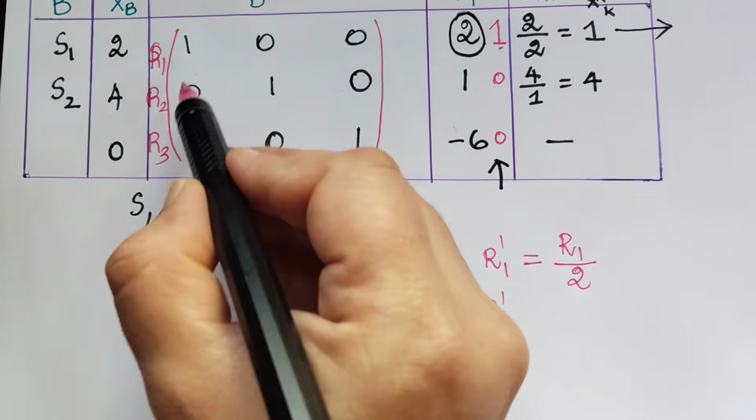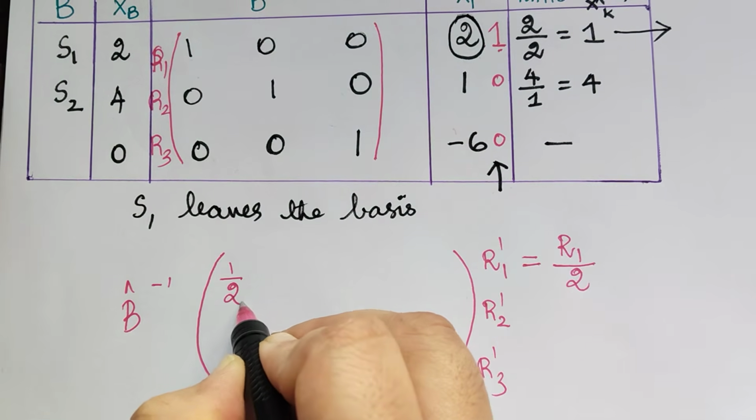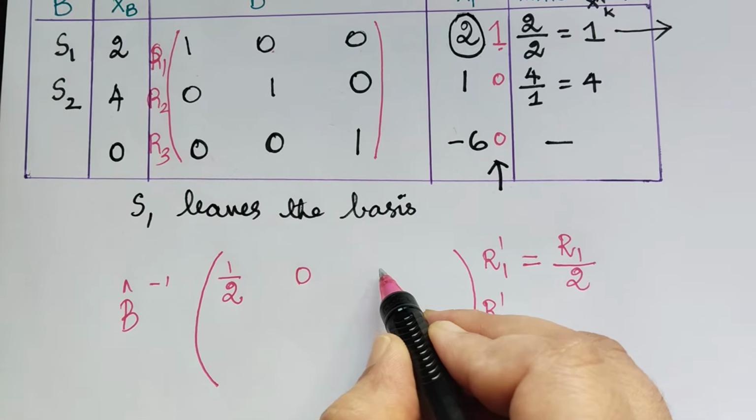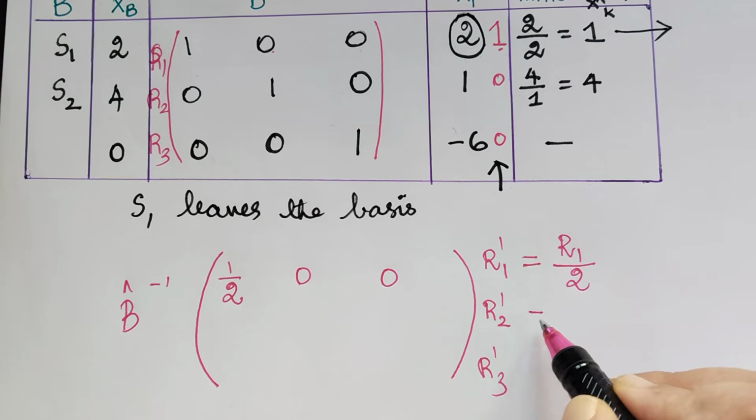So if we do so, this first element 1 will be divided by 2, so we will get 1 by 2. Then 0 divided by 2 is 0 only, and here also 0, so again 0. So we have obtained row 1 dash. Now we have to obtain row 2 dash.